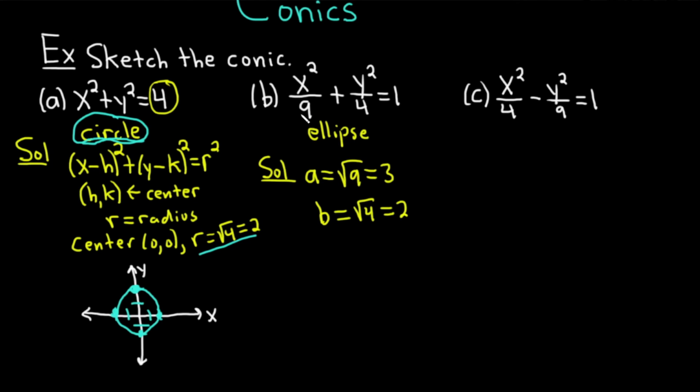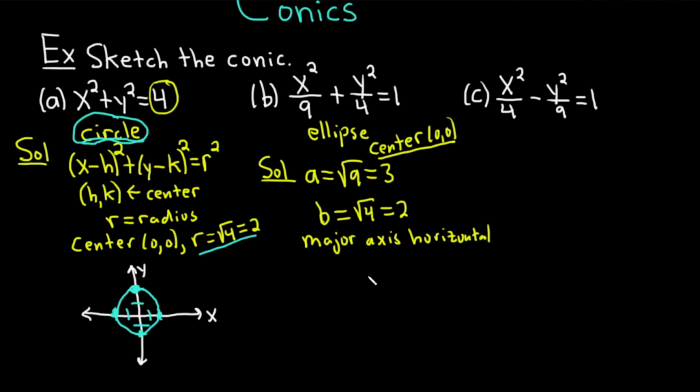Because the bigger number is under the x, we say that the major axis is horizontal. And that means you go left and right by a. Also, the center in this case is 0, 0, just like before. You can see the h and k are missing. The formula is very similar. So center is 0, 0. I'll write that here, center 0, 0. All of these conics have center 0, 0. Even this one over here, which is a hyperbola.